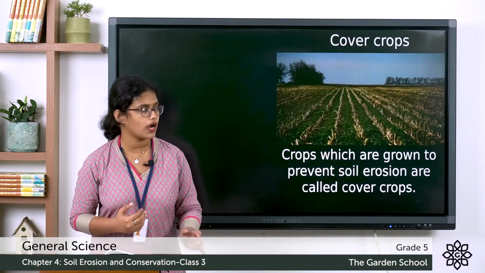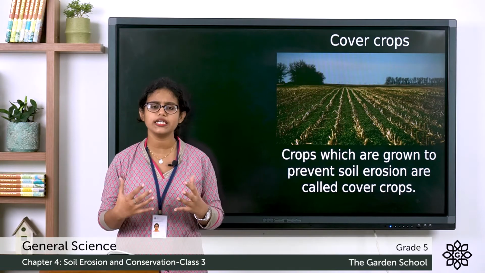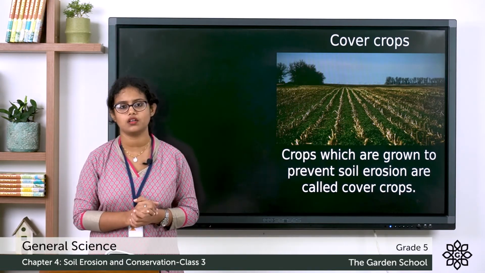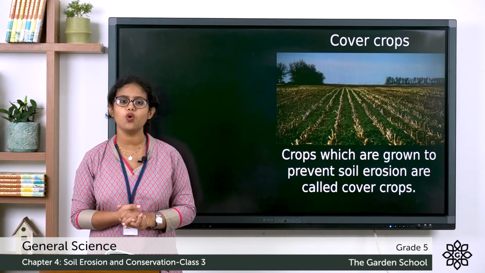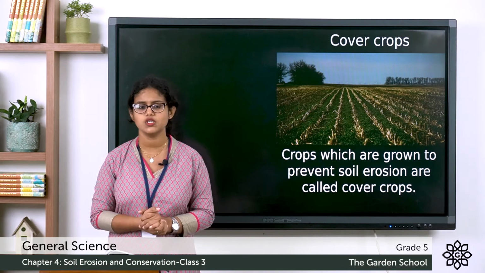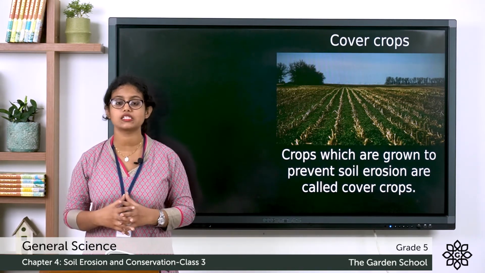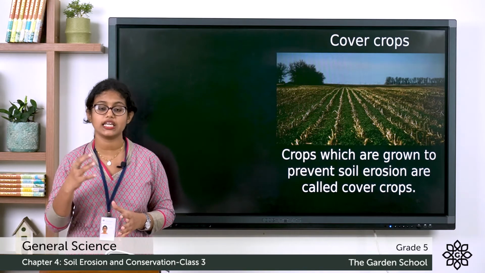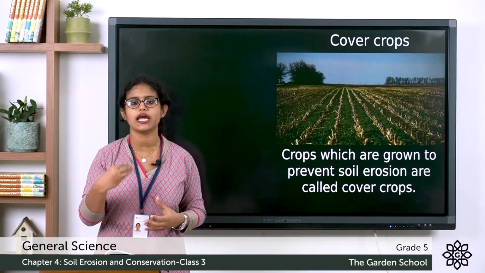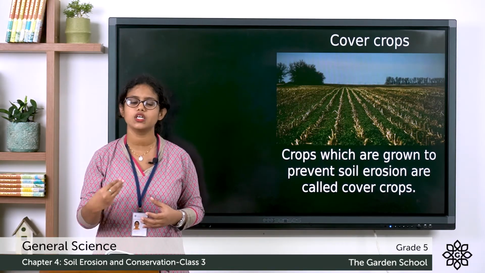Coming to the next one, that is cover crops. After each crop, what the farmers do is they keep the land barren. Barren means where there are no crops. They keep the land barren for some period of time. Do you know why? Because the soil has lost its fertility. So they keep the land barren for some period of time so that the soil can regain its fertility. Then again they will sow the crop.